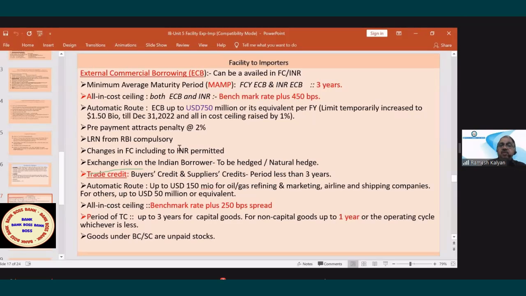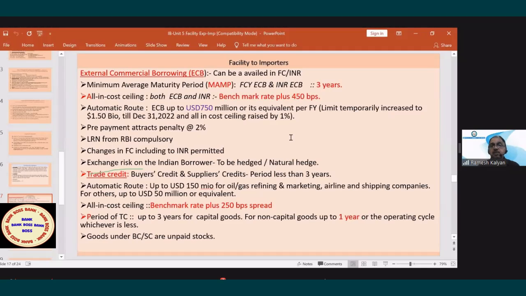And change from foreign currency to INR is permitted, because I told you already ECB can be availed both in foreign currency and INR. You can avail in foreign currency, and if you want you can convert to INR, but vice versa is not possible. You avail in INR and you cannot convert to foreign currency. That will be a loss also. We will not debate on it. Just learn that, that is enough. From foreign currency to INR, it is permitted. That is enough.